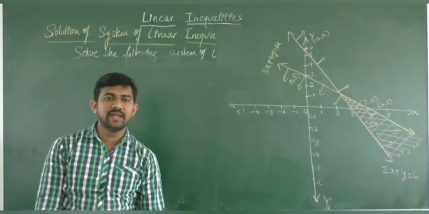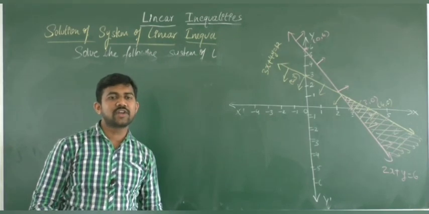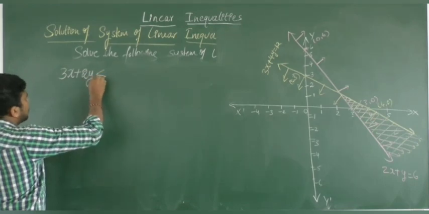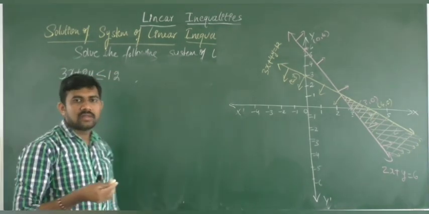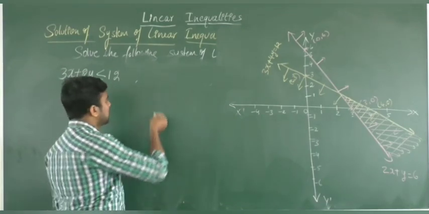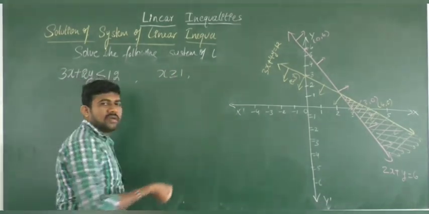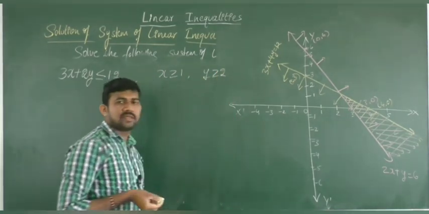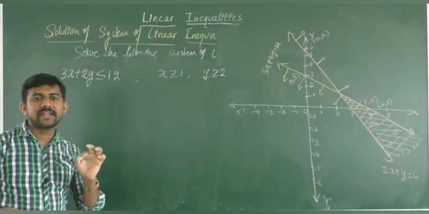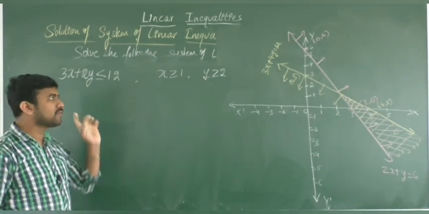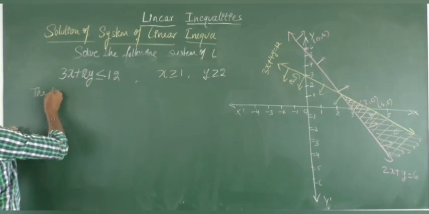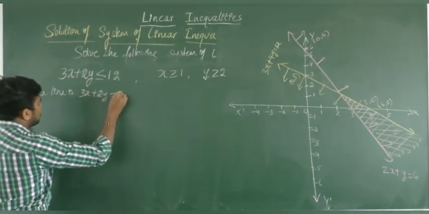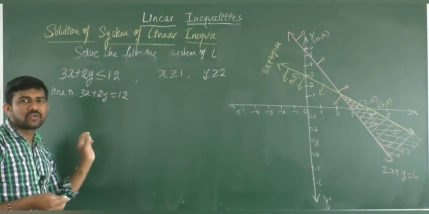Okay, the next question they have given: 3x plus 2y less than or equal to 12, x greater than or equal to 1, y greater than or equal to 2. Okay. 3x plus 2y less than or equal to 12. So what line will we get here? The line is 3x plus 2y is equal to 12.